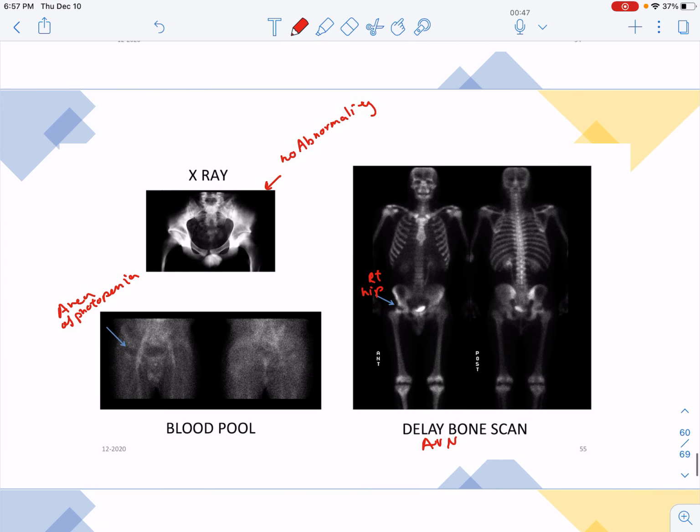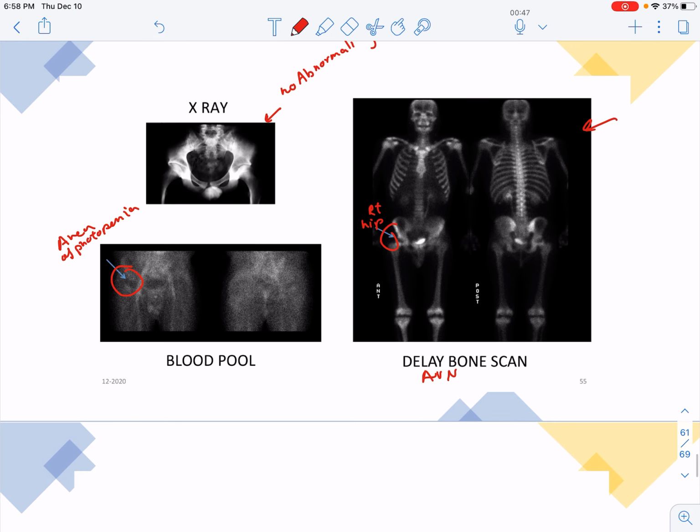Yeah, here we can see that this picture is just showing that there is no abnormality in the X-ray. However, this is an area of photopenia in the blood pool, and also we can see in the delayed bone scan the photopenia area in the right hip. So this is also bone scan, but they changed the background to black. We can put the background white or black, or also we can change the intensity.